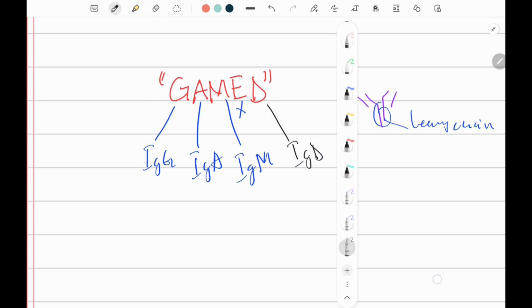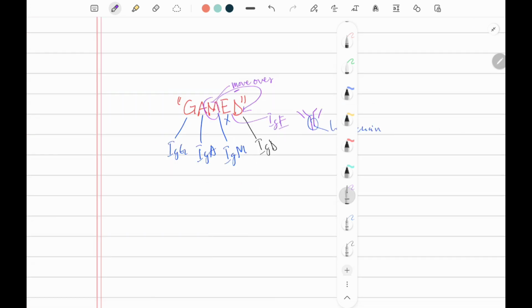So if you want to keep this straight, we say when you reach M in this mnemonic, you move over. Move is M, right? So normally you would go IgG, IgA, IgM, and then you move over to IgD, which is the fourth highest, and then we have IgE.